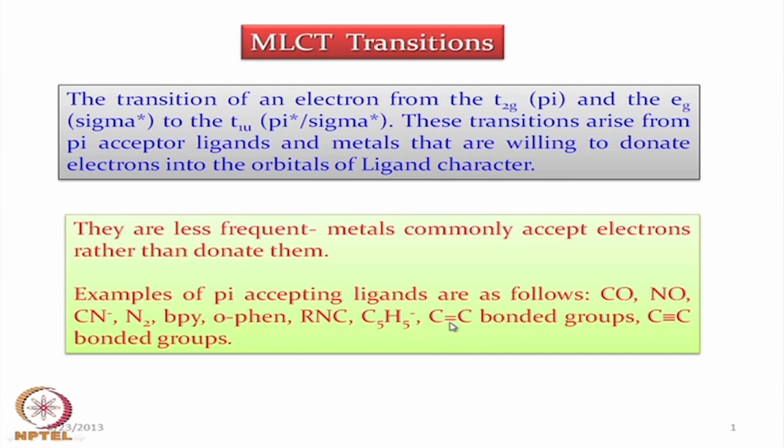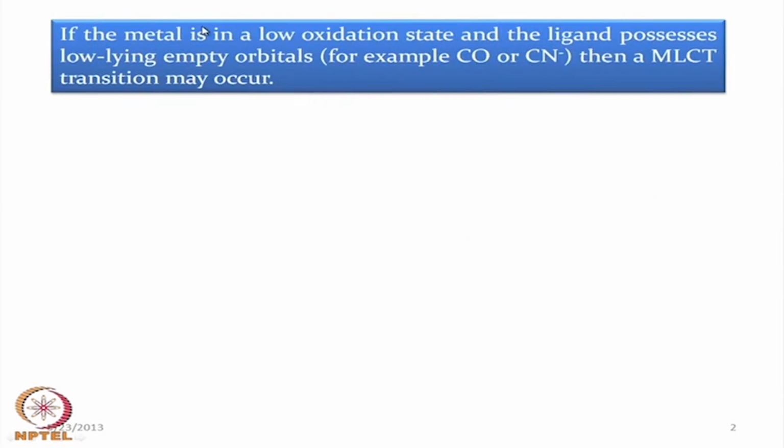Whenever we have a sigma bond as well as a pi bond, it can definitely have the corresponding pi star antibonding level. So, when all these pi star antibonding levels are utilized for acceptance of electron density from the metal center, we have the possibility of getting a charge transfer transition, which can be considered as the characteristic metal to ligand charge transfer transition. Already we have seen that the metal can be in a low oxidation state and the ligand possesses a low lying empty orbital.